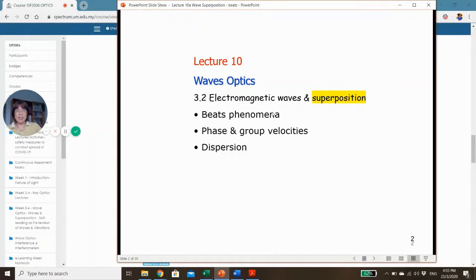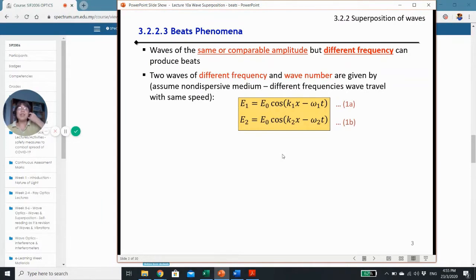Basically, this is superposition of waves of different frequency, and you will see that it gives rise to beats, and then we'll talk about phase and group velocities and dispersion.